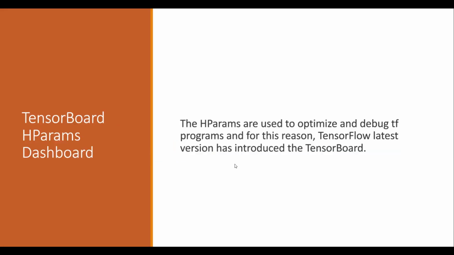Now we will discuss the TensorBoard HParams dashboard. Basically this is used to optimize and debug TF programs, and for this reason TensorFlow has introduced TensorBoard. TensorBoard helps the user to visualize the TensorFlow graphs, and it will focus on the hyperparameter values which we are going to use in the HParams dashboard. Now we will see an implementation of HParams by using TensorBoard.